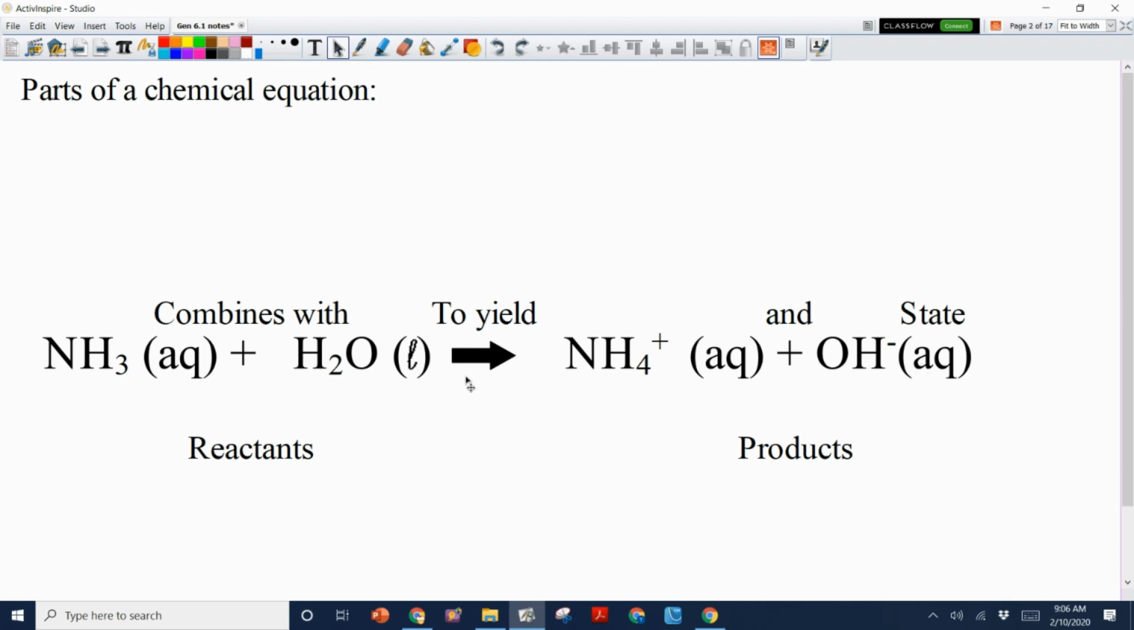All right, so everything to the left of this yields arrow is called the reactants. These two things are reacting together. On the right-hand side of the arrow are the products, the products that are formed. Now, a lot of students ask, can this NH4 switch places with this OH? Could we write OH plus NH4? The answer is yes. Same thing on the reactant side: we could have written this as H2O plus NH3, and it means the exact same thing. So those are the parts of a chemical equation. Make sure that you pause this video and write this down.